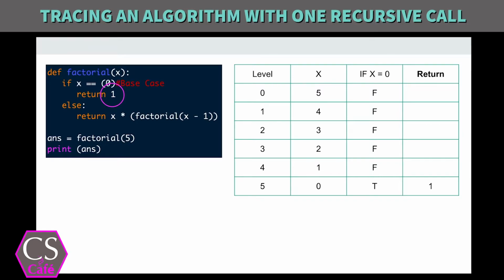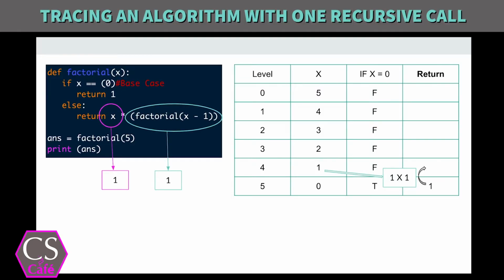So we can now work out the factorial of 1 by 1 times 1, which is 1. And now we know the factorial of 1, we can work out the factorial of 2. So we can do 2 times 1, which equals 2, which then means we can work back up the stack to calculate the factorial of 3. The factorial of 3 is 3 times 2, which is 6. And working up the stack, 4 times 6 is 24. And lastly, 5 times 24 gives us an answer of 120.